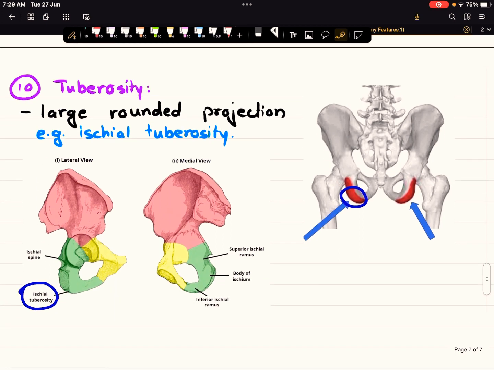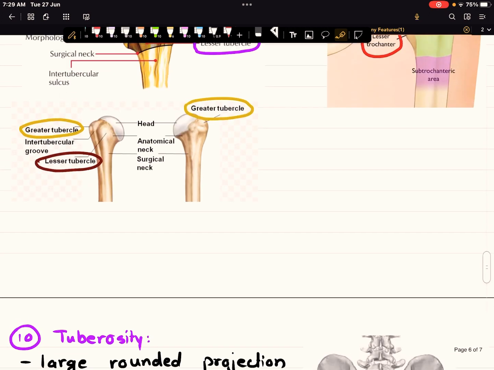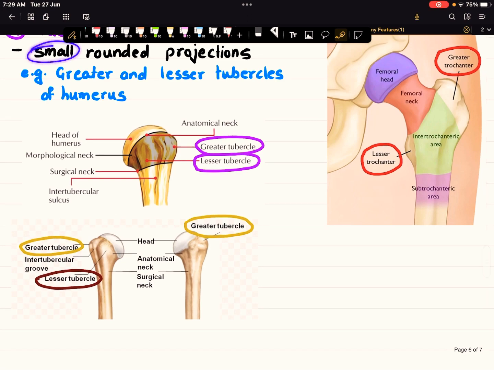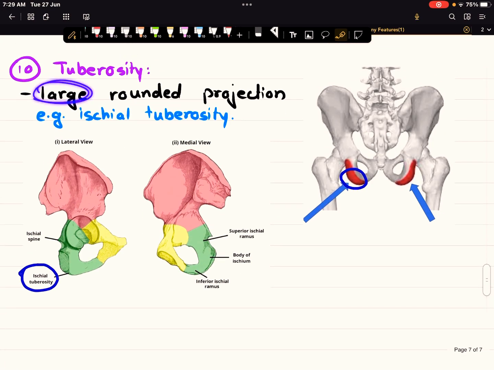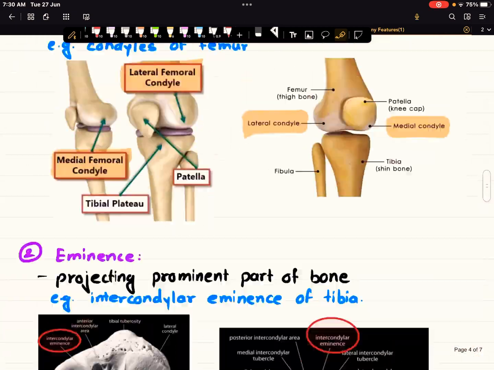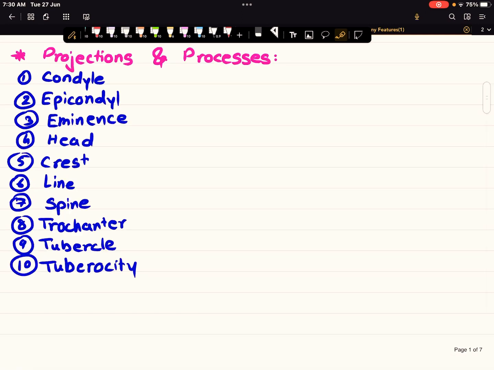Now coming towards the last terminology, that is tuberosity. It is a large rounded projection. Tubercle is a small rounded projection and tuberosity is a large rounded projection. So the example is ischial tuberosity. So this whole green bone here is nothing but ischium, and a large rounded tuberosity over this part is nothing but the ischial tuberosity. This wraps up the entire topic of different terminologies which are used to describe the bony structures.